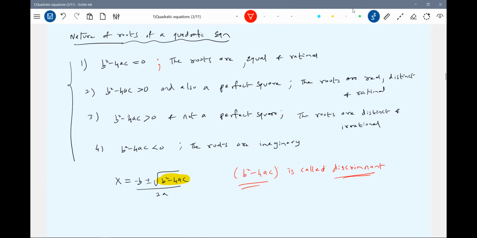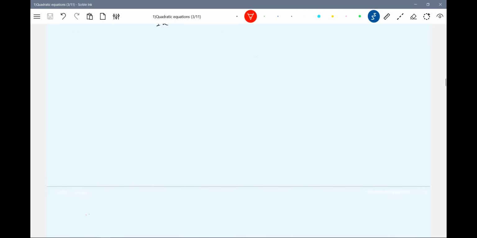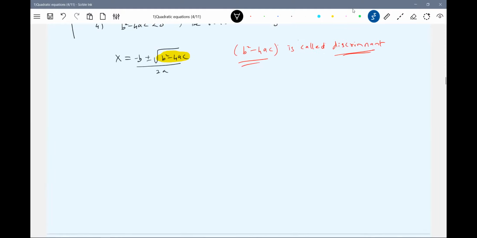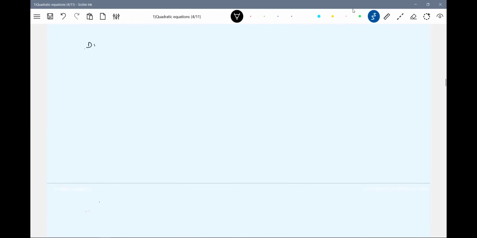Then, if some equation is given, how do we find the roots of the quadratic equation? There are methods for finding the roots. Let me put it on the next page. We'll discuss different methods of determining the roots.